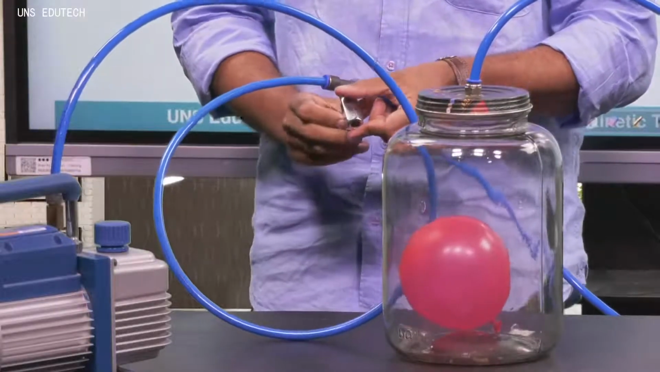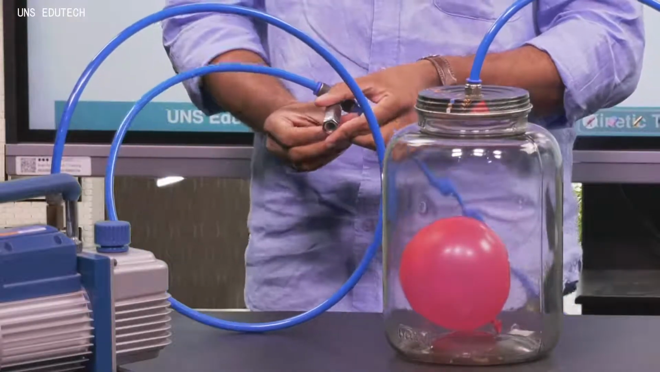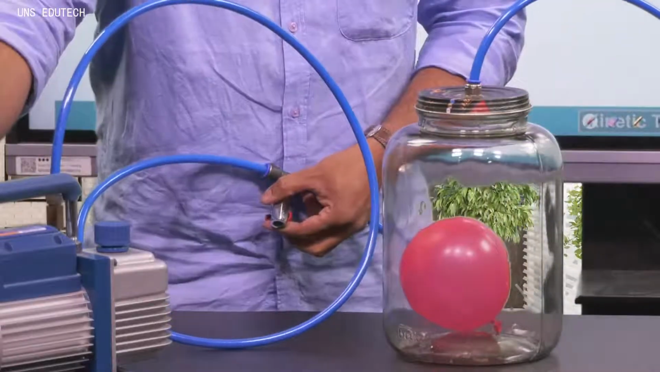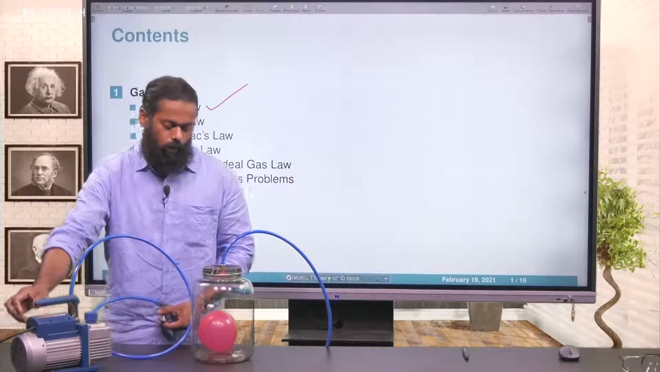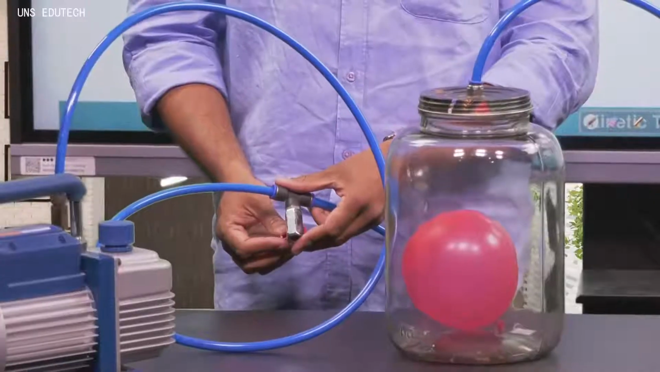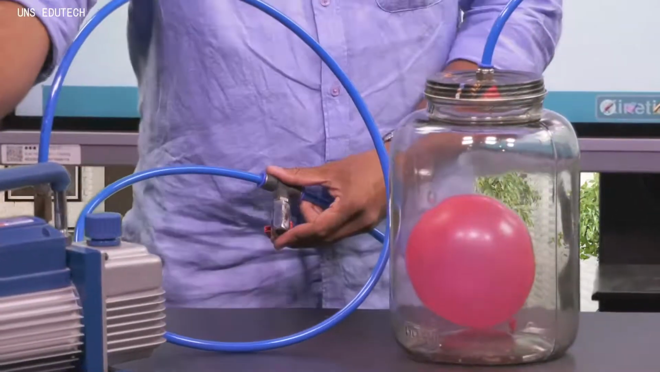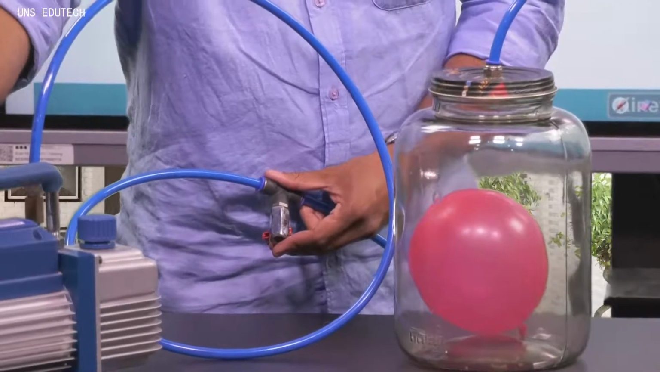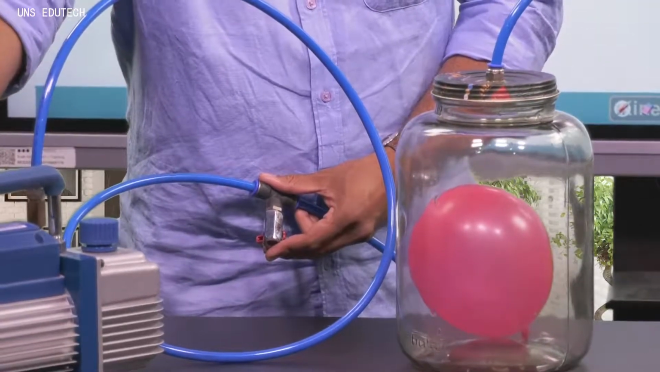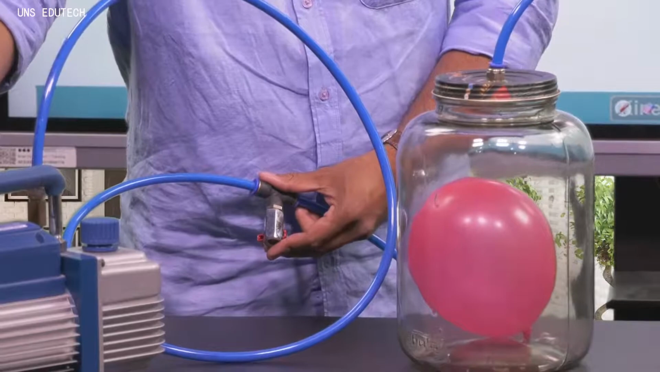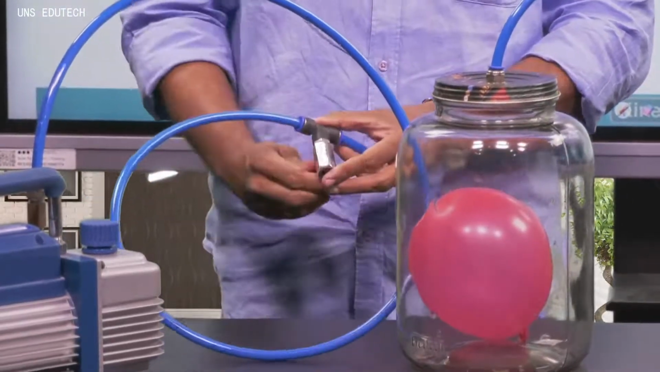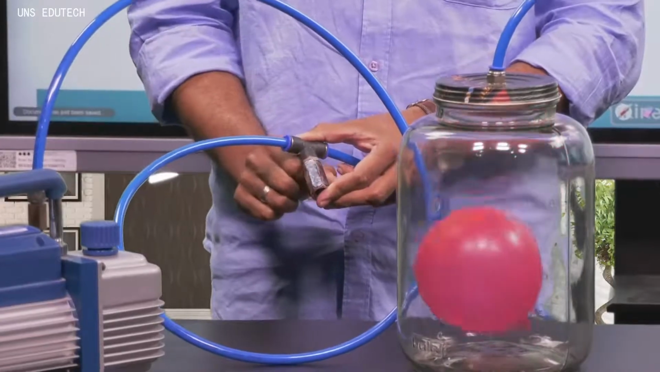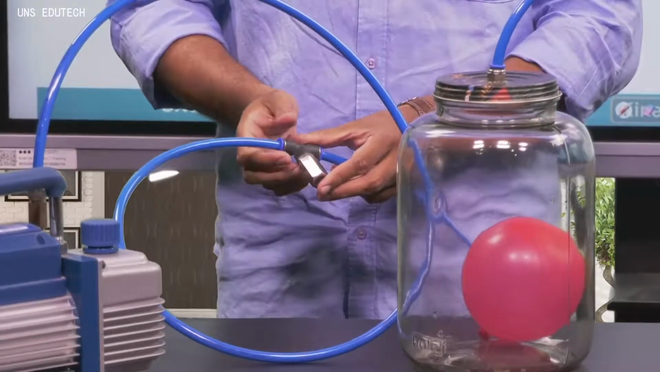I will repeat once again, all of you watch once again. I am going to operate the pump again. Focus on that balloon alone. Don't look anywhere else, look at the balloon. See, again I am going to open. You can see that the balloon came to its original volume.